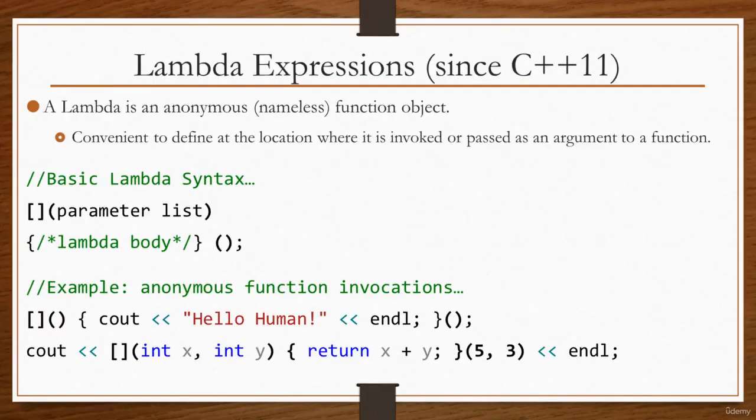Hey, so in this lecture I want to talk about lambda expressions, which have been available since C++11. A lambda is basically an anonymous or nameless function object. These are convenient to define at the location where it is invoked or passed as an argument to a function. They can be invoked in place following the definition by using the function call operator.